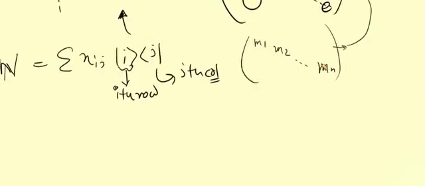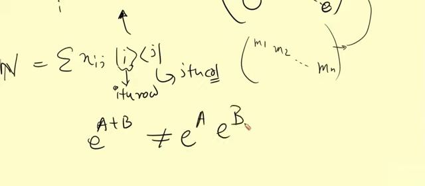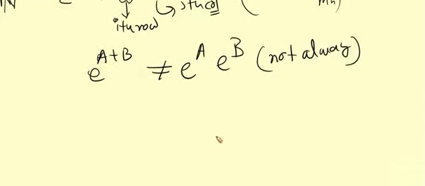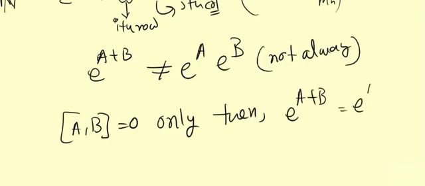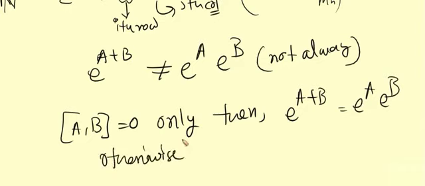And before I conclude, I want to show some general rules. Let's say you have 2 matrices, A and B. Then e to the power A plus B is not always equal to e to the power A times e to the power B. Only if A and B commute, then e to the power A plus B is equal to e to the power A, e to the power B. Otherwise, there will be some extra terms.